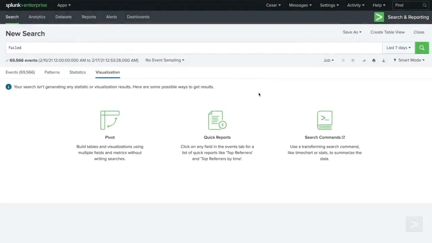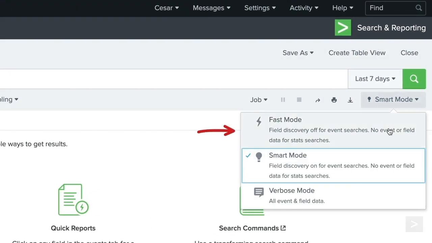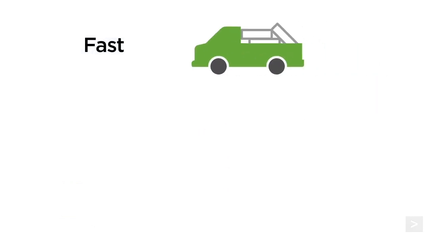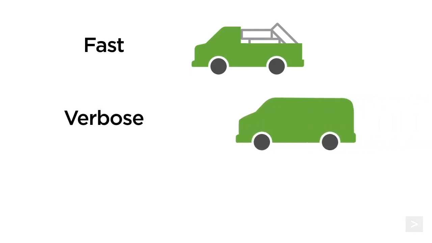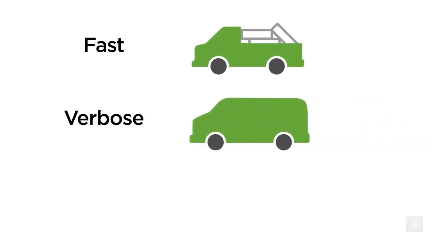Search modes determine how much field data is returned and, as a result, affect how fast the search completes. There are 3 search modes to choose from: fast, smart, and verbose. Fast mode prioritizes speed over completeness. Field discovery is disabled for this mode, only returning information on default fields and fields required to fulfill your search. Verbose mode prioritizes completeness over speed, returning all extracted fields, an event list, and an event timeline for every search. Due to the increased size of the search payload, verbose mode is the slowest search mode option.